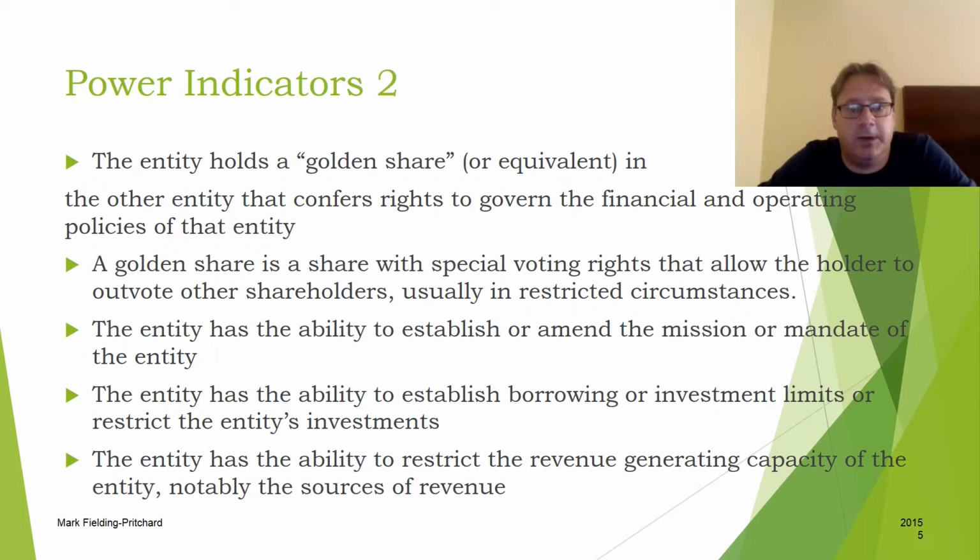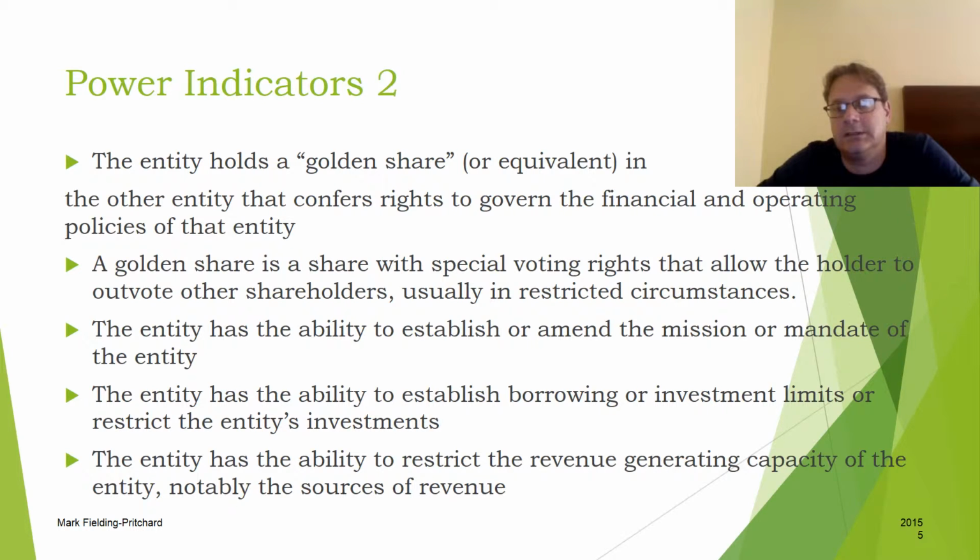Right, and this slide is just more of the same. In the same vein, we have a golden share. That's very unlikely to exist in private companies unless the golden share is owned by the government. So you have water companies, electricity companies, media companies, and so on. Special voting rights: the entity has the ability to establish or amend the mission or mandate of the entity, the ability to set borrowing and investment limits.